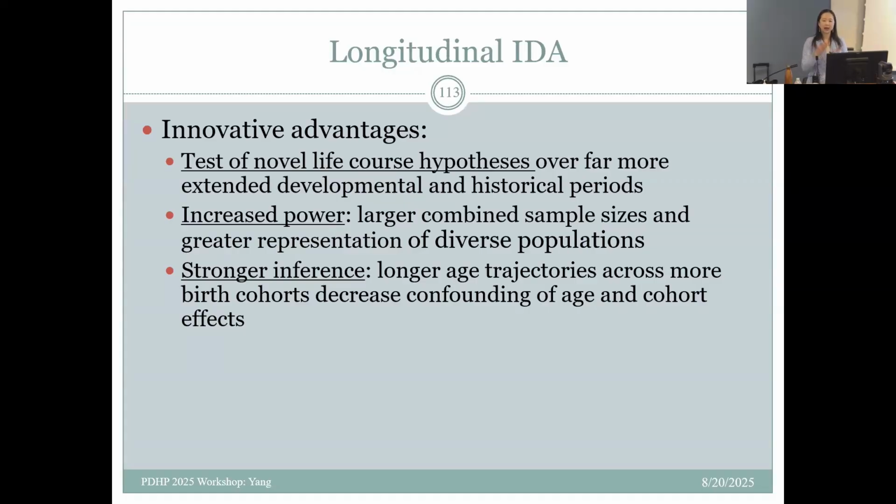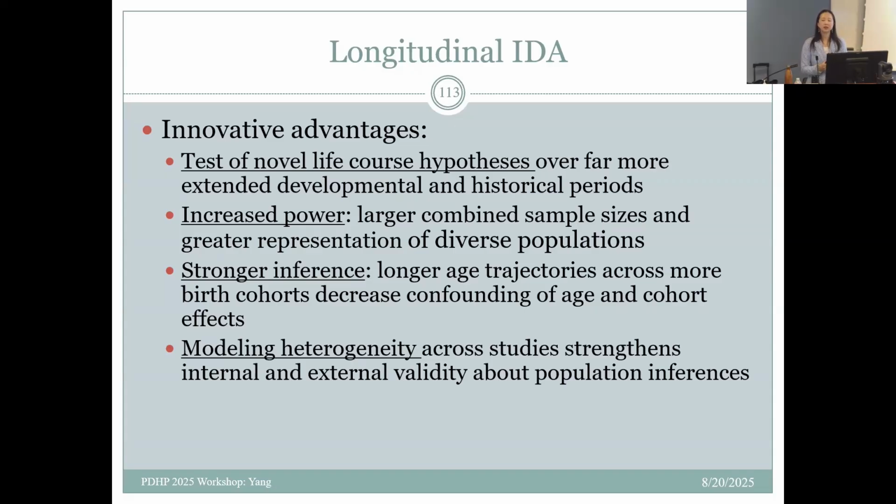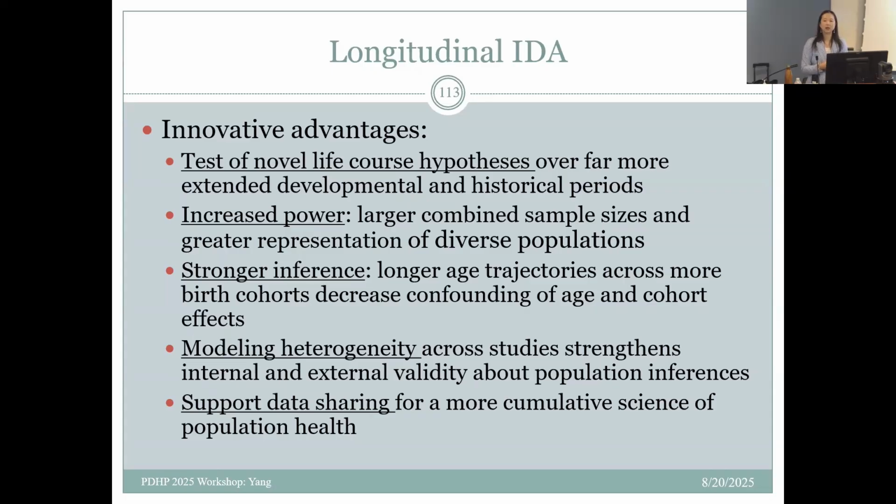And then it also strengthens inference a lot, especially when you have longer age trajectories across more birth cohorts. As I said earlier, it's an improvement of data form and collection that helps to decrease the confounding of age and cohort effects very effectively. And also, this methodology has the advantage of allowing you to model heterogeneity across studies explicitly, which helps to strengthen internal and external validity of population inferences. And lastly, it's kind of an NIH priority to support data sharing to arrive at a more cumulative science of population health.